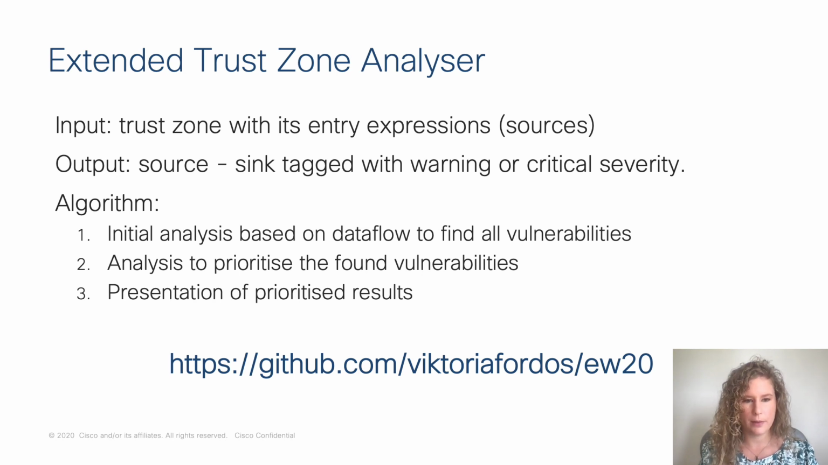The prioritization algorithm I've shown you is now part of the trojan analyzer algorithm. So the extended trojan analyzer takes as input a trojan with its entry expression, the sources, and it's going to output the source-sink pairs tagged with warning or critical severity. The algorithm has three phases. The first phase is the initial analysis, which is purely based on data flow, and it is going to find all possible vulnerabilities. The second phase is the prioritization algorithm I showed you, and the third phase is ordering the results based on severity and presenting it to the programmer.